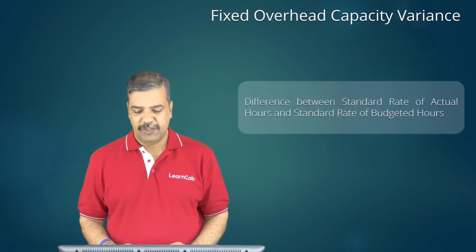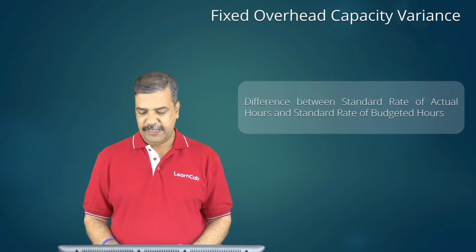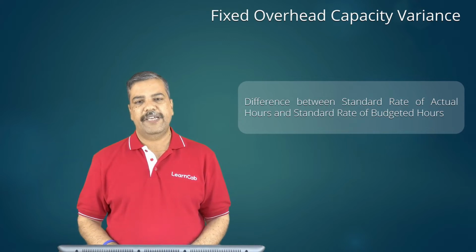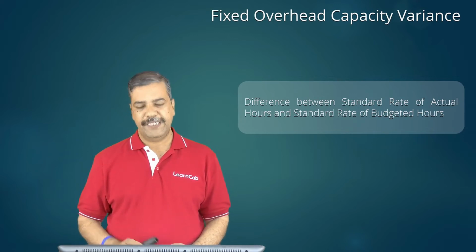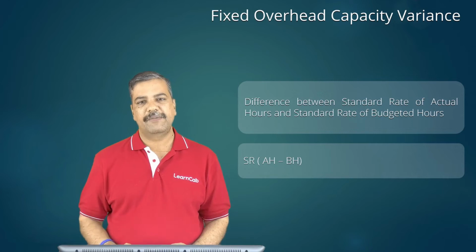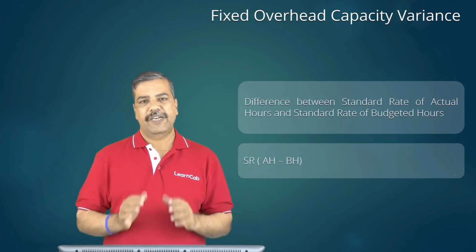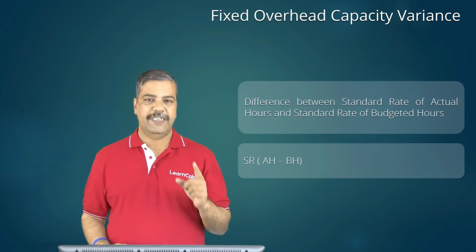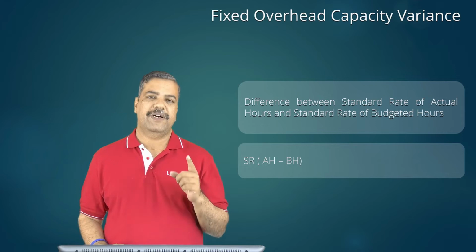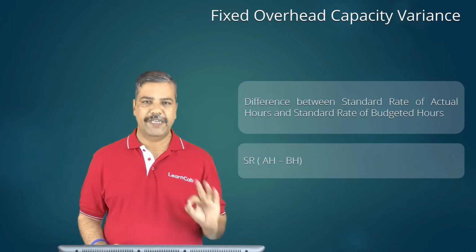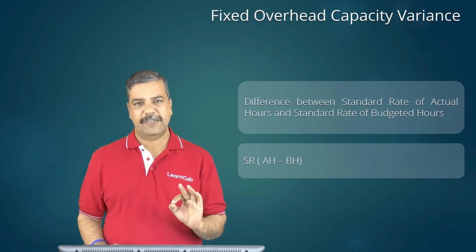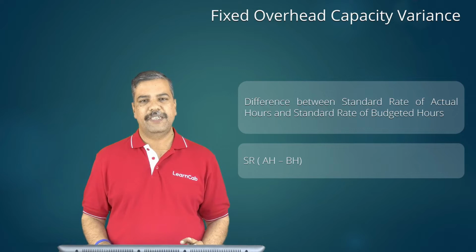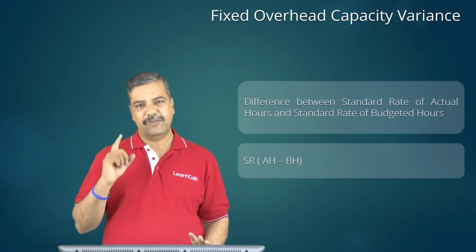Then capacity variance: the difference between standard rate times actual hours and standard rate times budgeted hours. So this is purely SR into (AH minus BH). BH is nothing but budgeted hours. We have actual hours and budgeted hours, so take the net of these two, because capacity and efficiency are parts of hours, not relating to money. If they are asking about capacity or efficiency, the bracket should always be hours. Please remember, it should not be R, it should be H only.